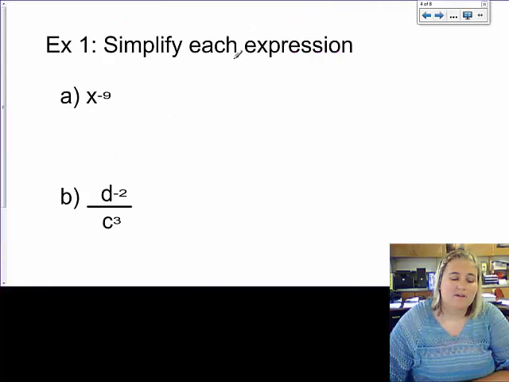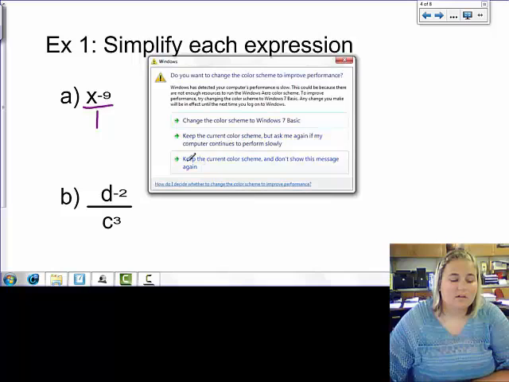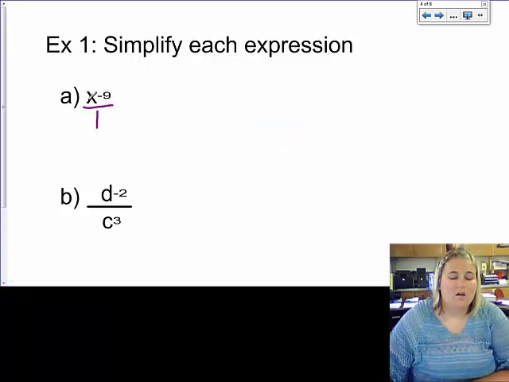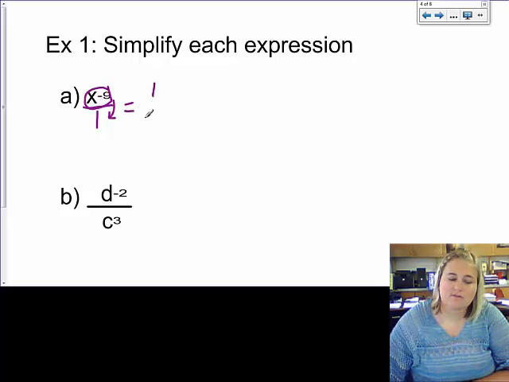So it says simplify each expression. It's wanting us to write these with a positive exponent. So I know that this is understood over 1. And the negative 9 I can make positive by taking that negative exponent with its base and moving it across the fraction bar. When I do that, I'm left with 1 on top and x to the, instead of a negative 9, it will now be a positive 9. Final answer.